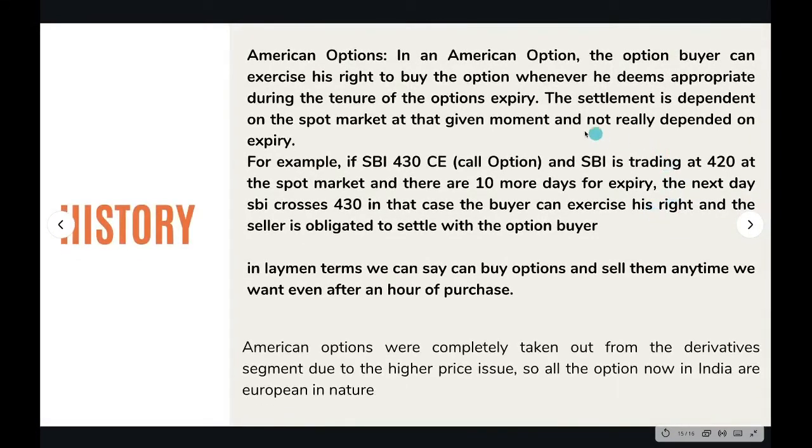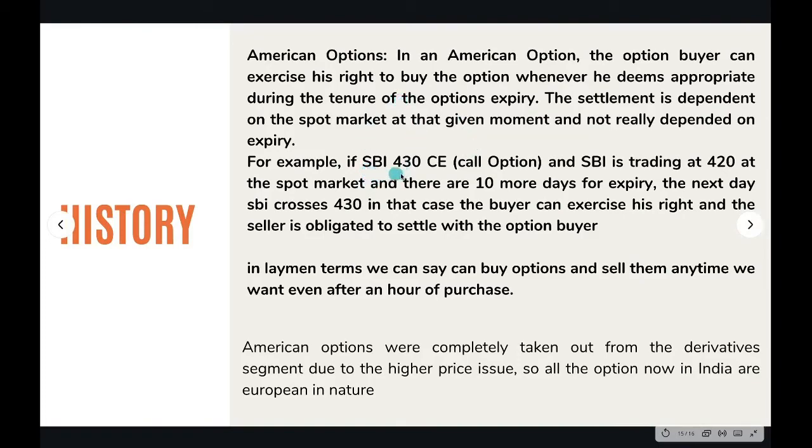Now let's understand what is an American option. In an American option, the option buyer can exercise his right whenever he deems appropriate during the tenure of the option. The settlement is dependent on the spot market at a given moment, not really dependent on the expiry. What is common here is that he can buy it at any time and he can sell it at any time.